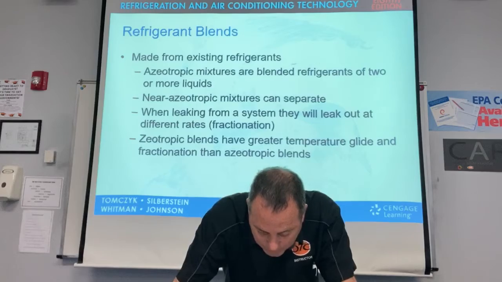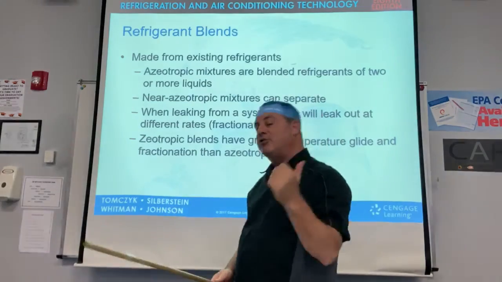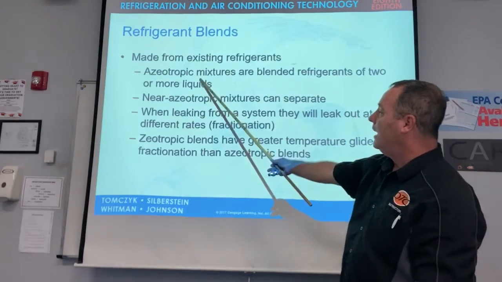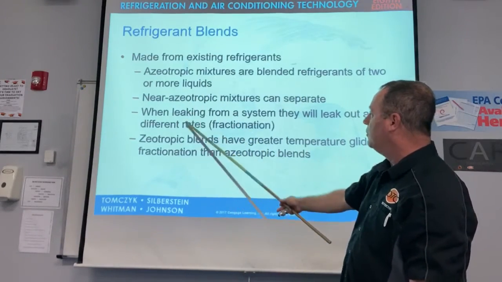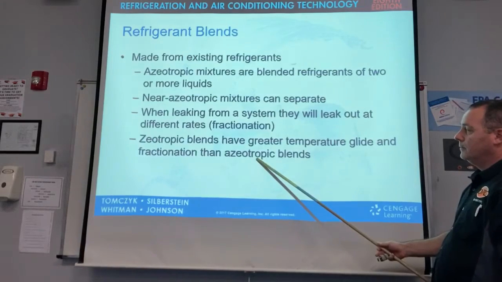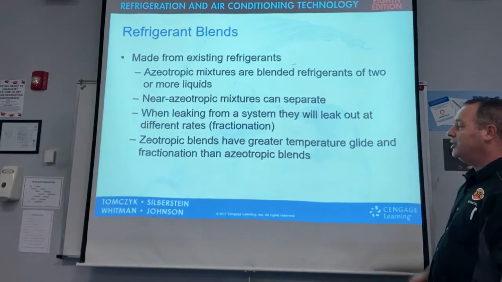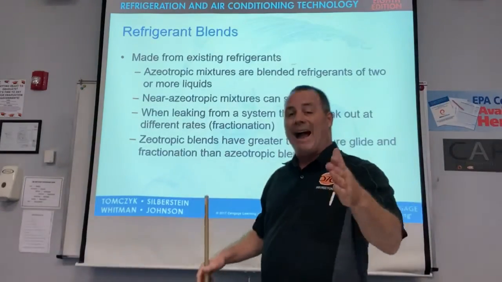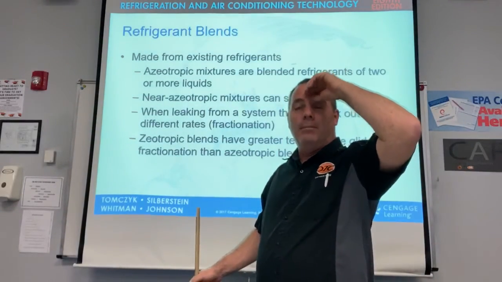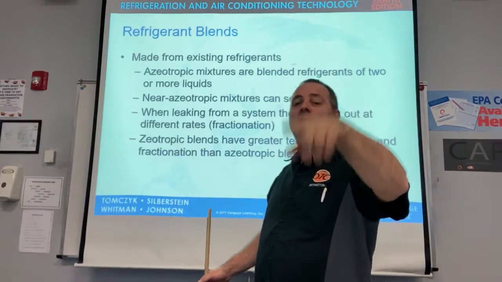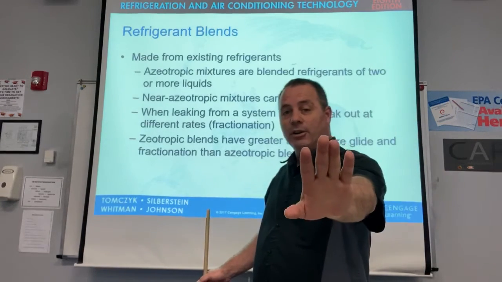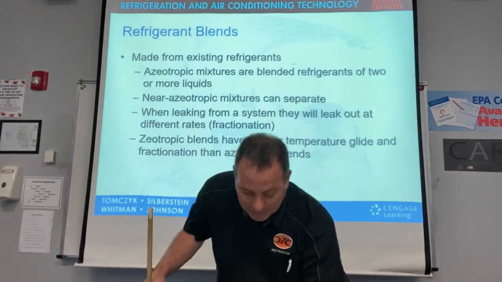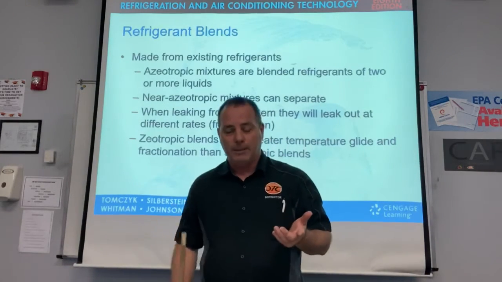Okay, if you need to go back to that last lecture video, I tell you exactly what an azeotrope and a neazeotrope are. Okay, I explain what fractionation is, and I explain what temperature glide is. Go back to, I believe it's either lecture 3 or 4 of the last chapter. It's still on the class YouTube page, and you can watch me explain that. If you can't find it, you're having difficulty, text me.